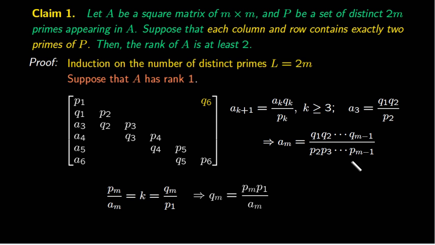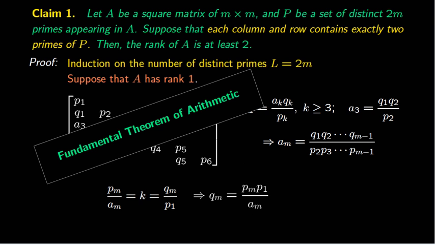Everything is a distinct prime number, and here we added PM. You know, there's no sign of QM in here. So the fundamental theorem of arithmetic again says that this should be happening. So rank 1 is not true. Rank must be 2, at least 2.